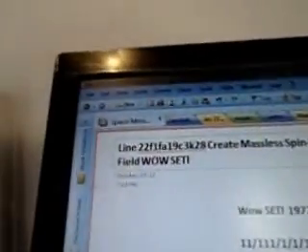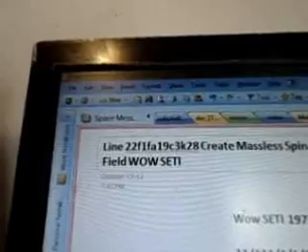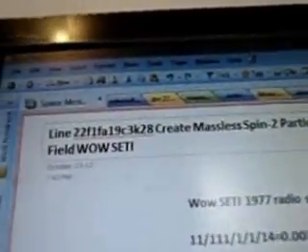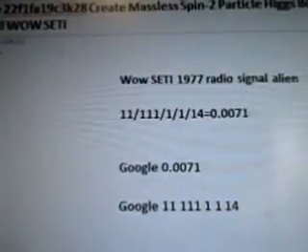284C3K28, line 22f1fa19c3k28. Create massless spin-2 particle Higgs boson field Wow Seti. There's the alien radio signal. And Google massless spin-2 particle, quotes from Wiki.